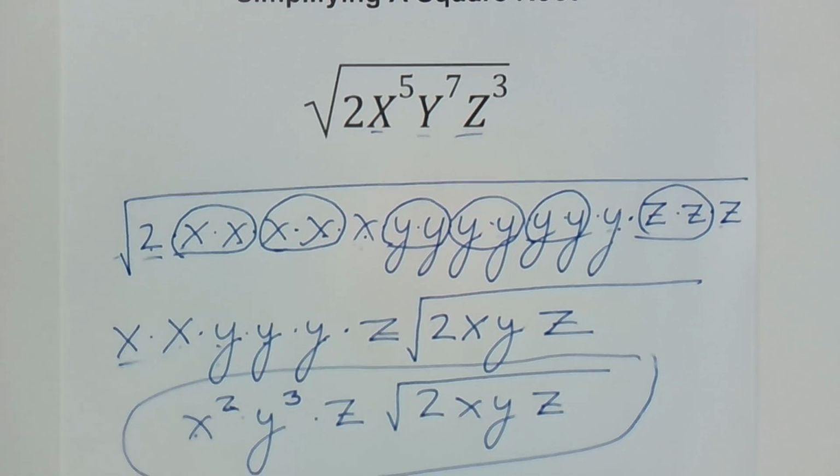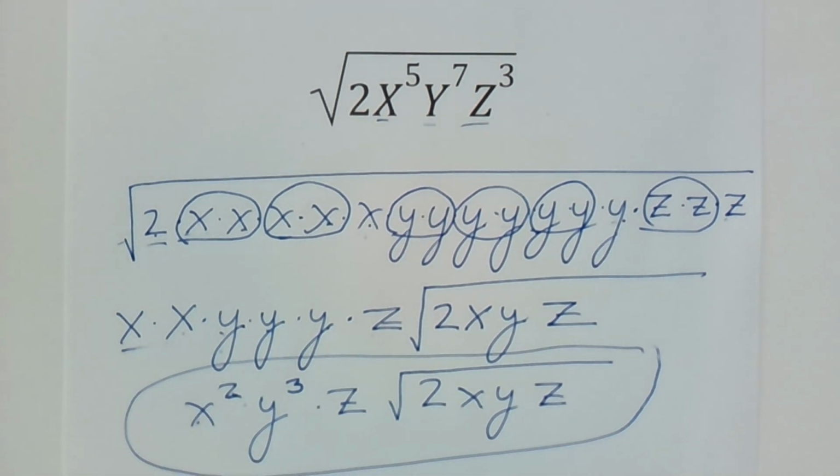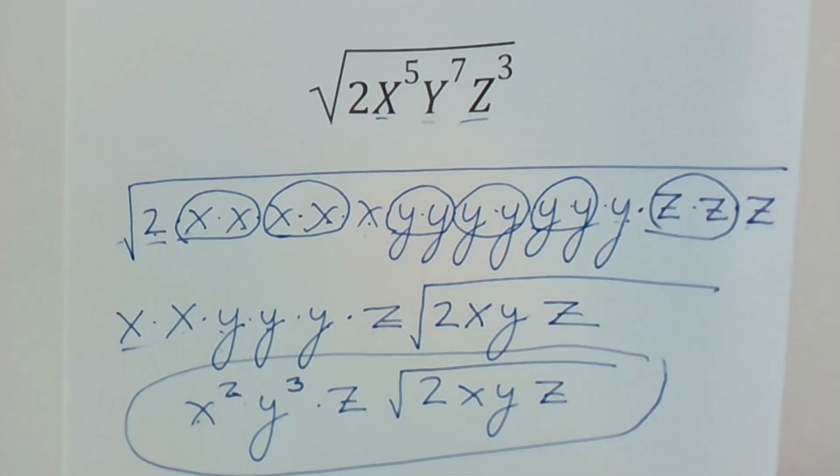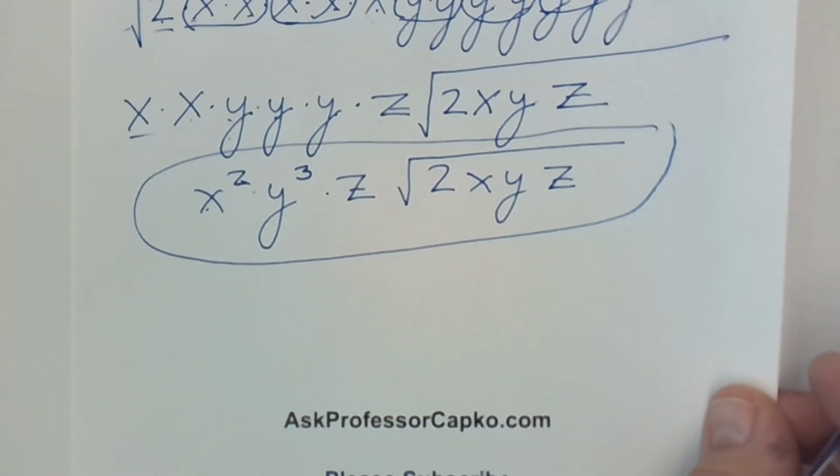And that has simplified this square root. That is how you do it. It's a very foolproof way. It'll work for you every time it's tried. So don't forget to do that.